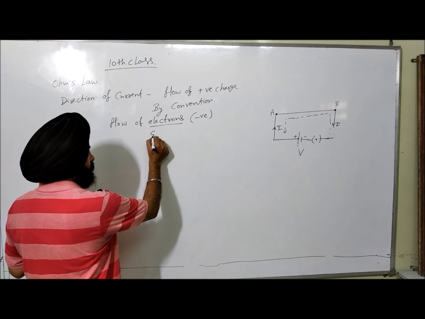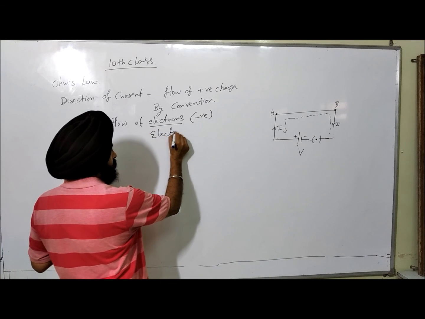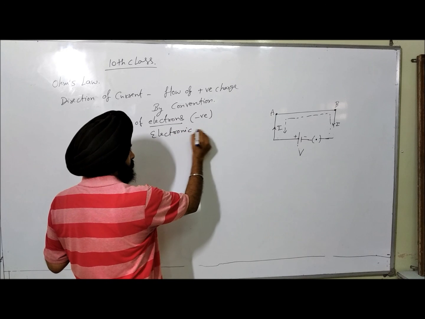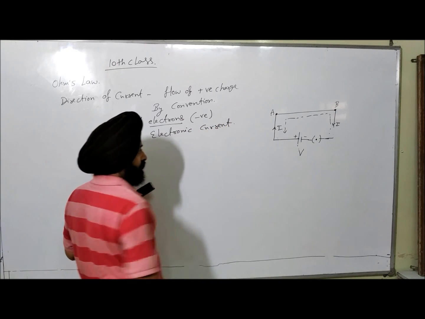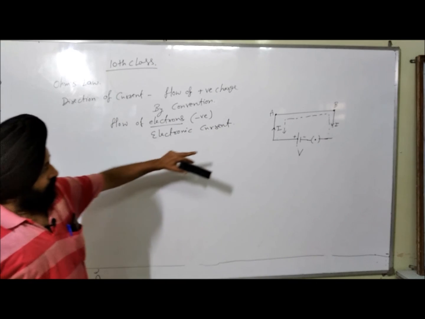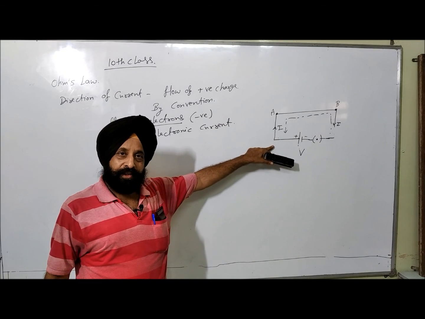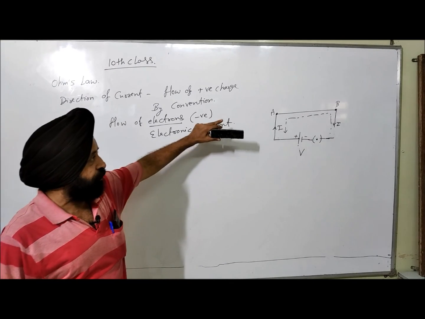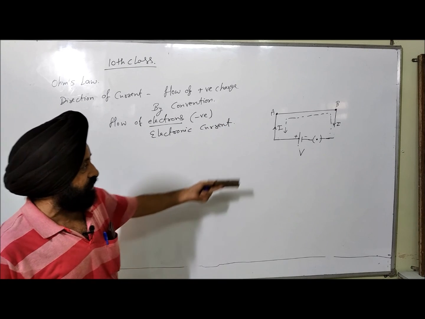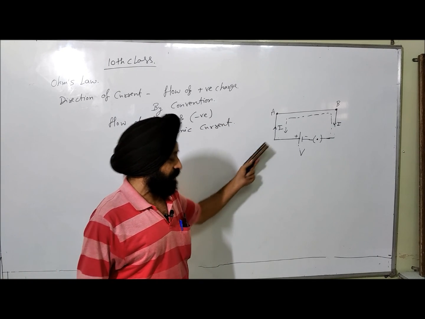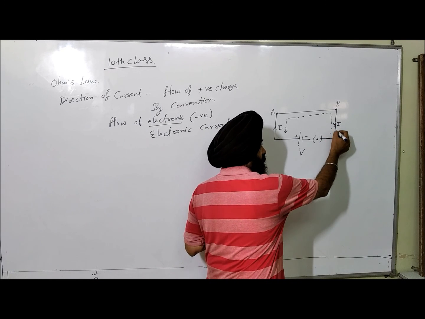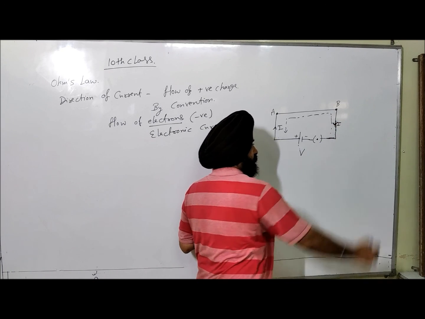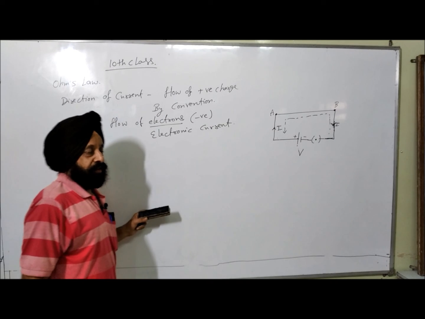This is called the electronic current. So current only flows in the conductor whenever there is a potential difference across the conductor.